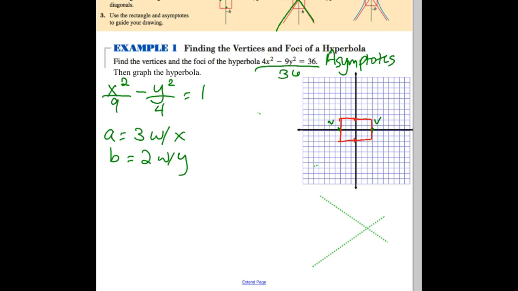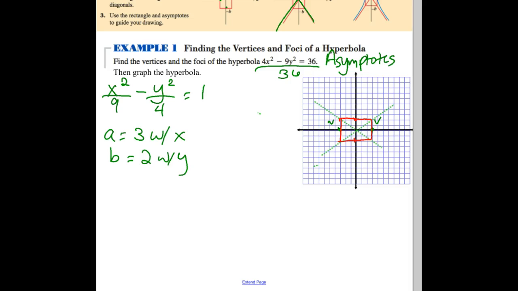You want to draw it in lightly, make it dotted. It's not really part of your answer. It's just helping you get the right position. Okay? Then you want to draw in diagonals of that box. Okay?